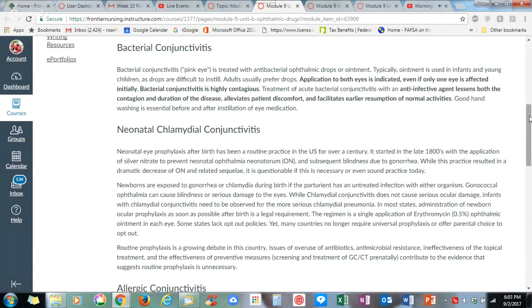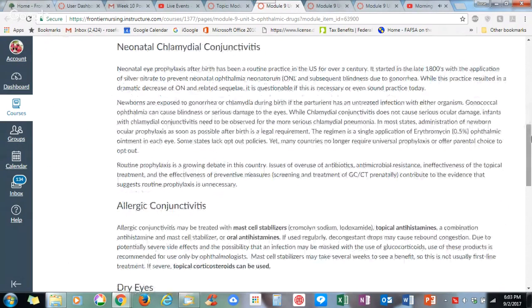Neonatal chlamydial conjunctivitis. Neonatal eye prophylaxis after birth has been a routine practice in the U.S. for over a century. It started in the late 1800s with the application of silver nitrate to prevent ophthalmia neonatorum, or ON, and the subsequent blindness due to gonorrhea. While this practice resulted in a dramatic decrease of ophthalmia neonatorum and related sequelae, it is questionable if this is necessary or even safe practice today.